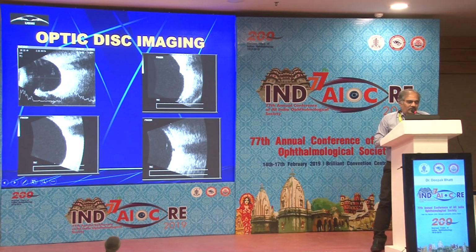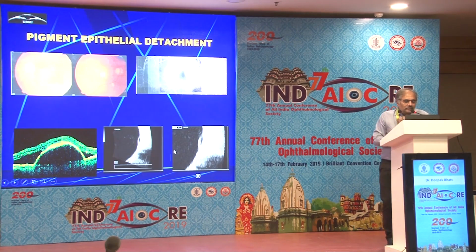Optic disc is seen very well on a 20 megahertz probe. This is a small suspected drusen, a buried drusen, which is seen very well with 20 megahertz. And sometimes early optic disc cupping can also be picked up if it is seen very well on a 20 megahertz probe. Sometimes we can see large PEDs also on a 20 megahertz probe very well.